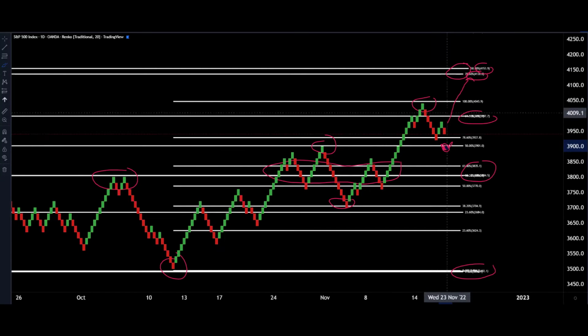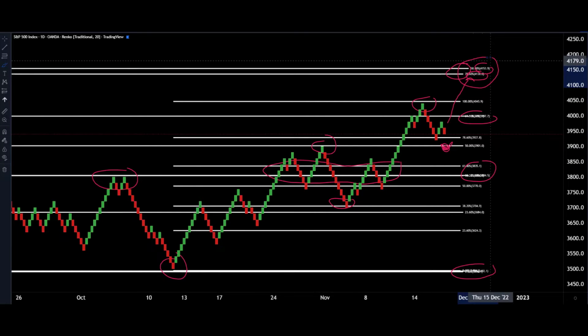Upside targets, if it breaks through here, where's it going to stop? Well, maybe more likely this 4,150 sort of zone. So that is my first method of finding, maybe over the longer period, these levels that you're trying to look for, and then introduce them into your trading strategy.